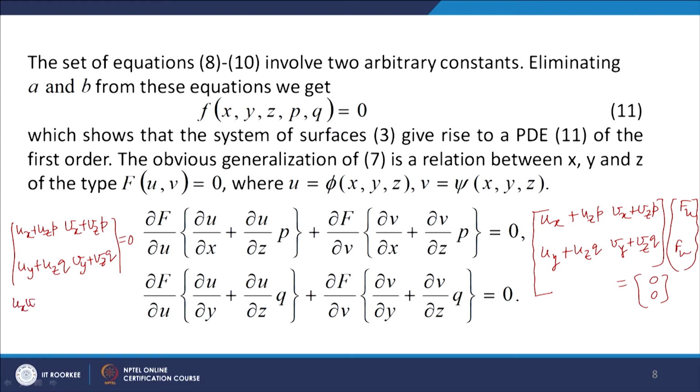u_x v_y, then u_x v_z into q, then u_z v_y into p, plus u_z v_z into pq, and then minus we have u_y v_x, and then we have u_y v_z p, and we have u_z v_x q, and we have u_z v_z pq.